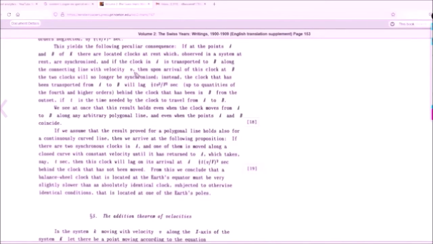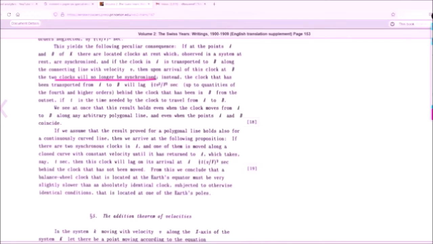well, how are you going to move it at velocity v from A to B? Then upon arrival of the clocks at B, of course, when they arrive at B there is a velocity. What is going to make things change? How would that benefit you? The two clocks will no longer be synchronized. Well, most bizarre, peculiar logic of Einstein.